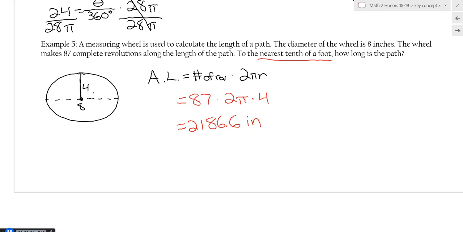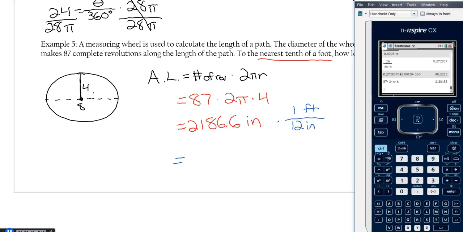Now I need to get it to the nearest 1/10 of a foot. Times 1 foot over 12 inches. So I'm going to divide that number by 12. And I get 182.2 feet.